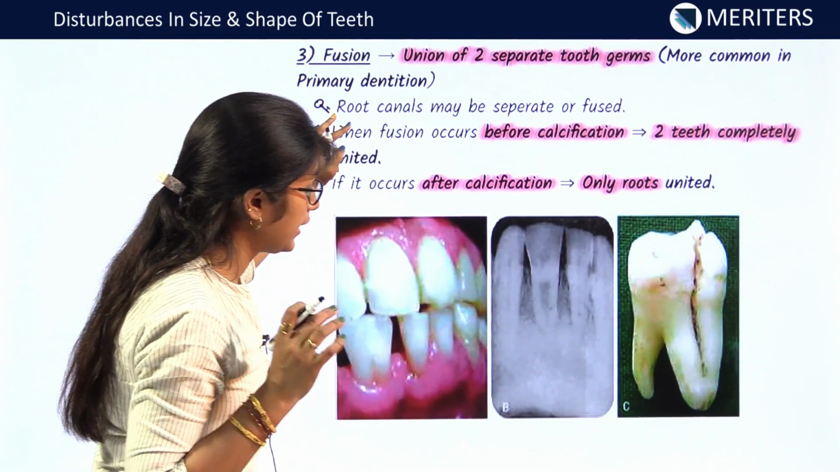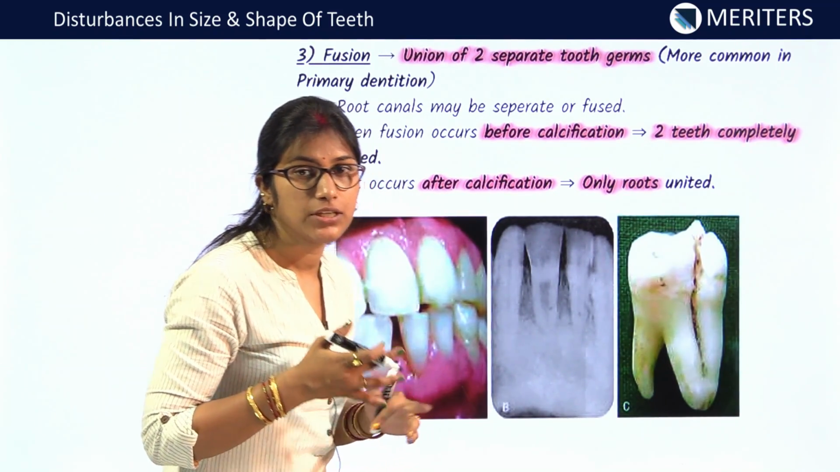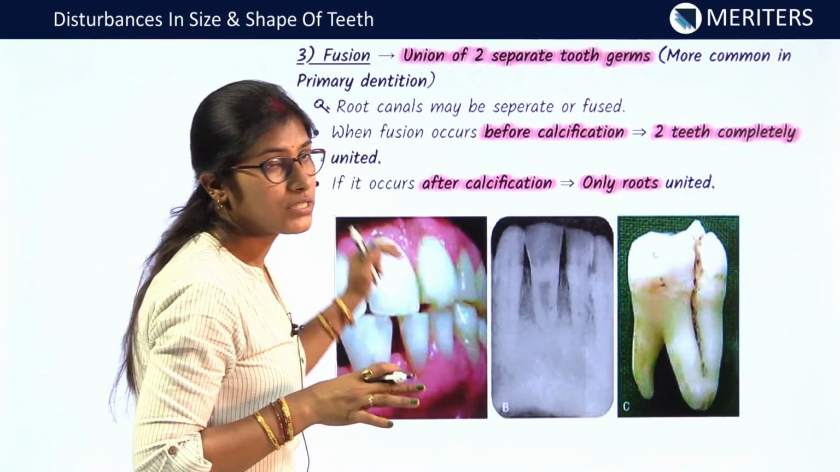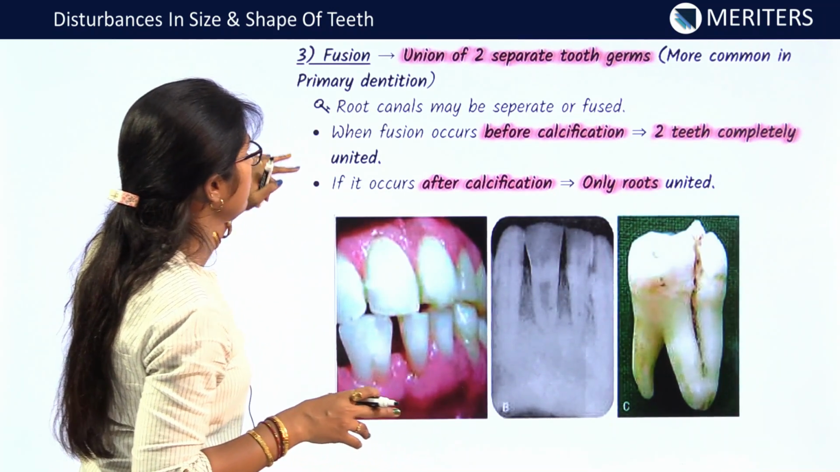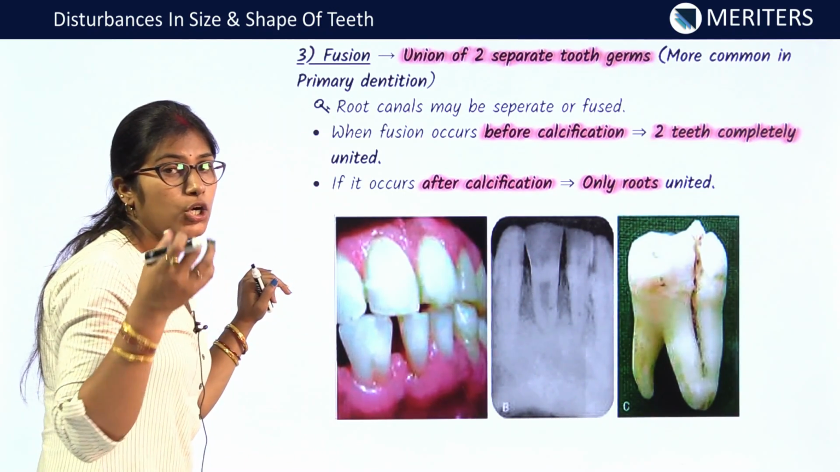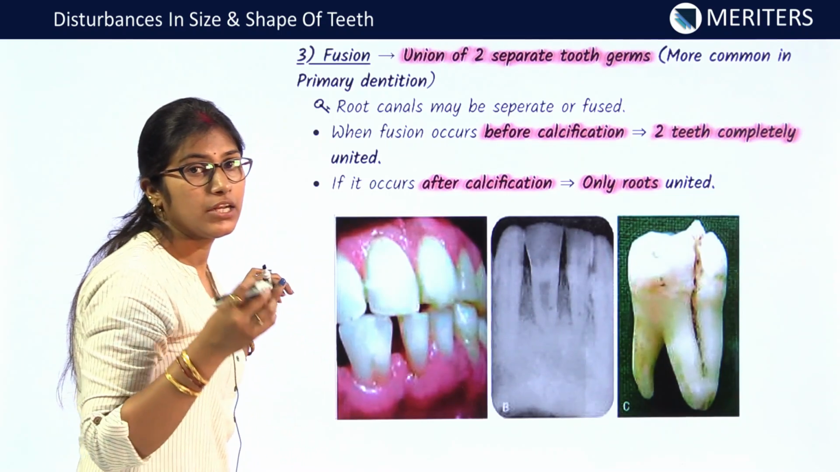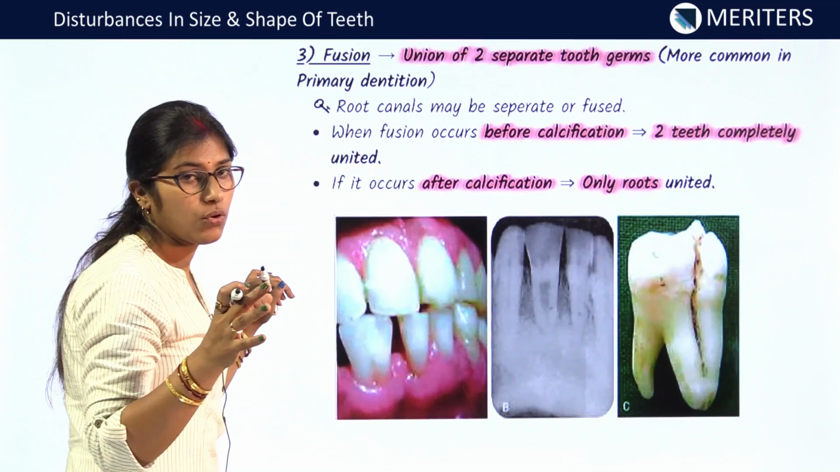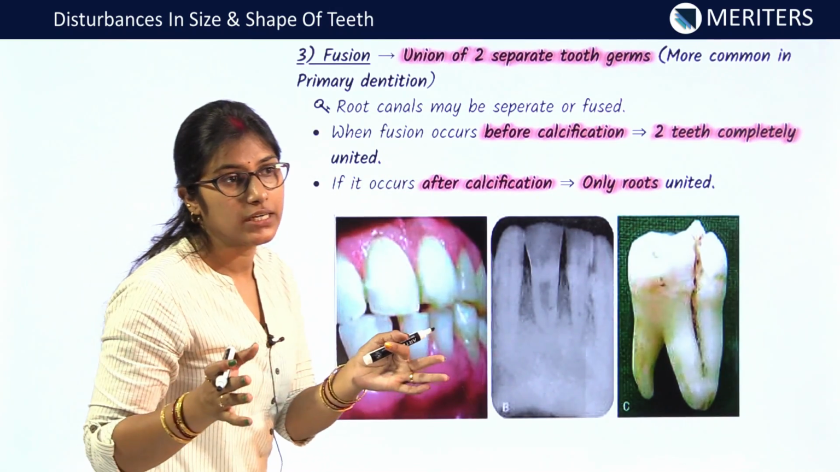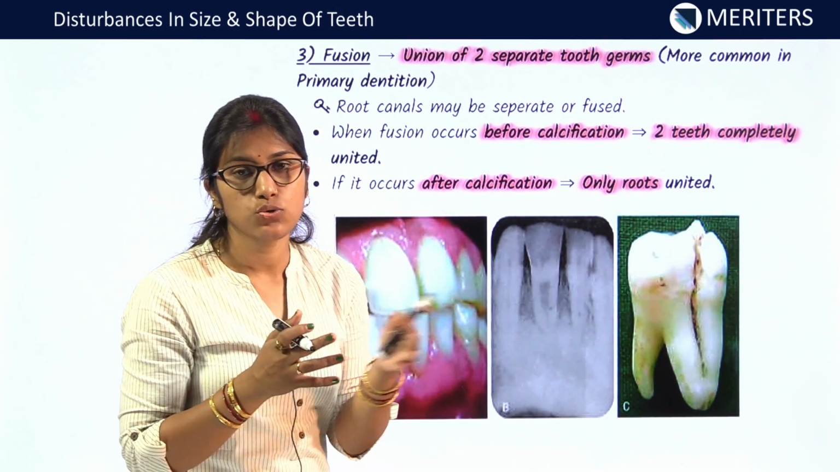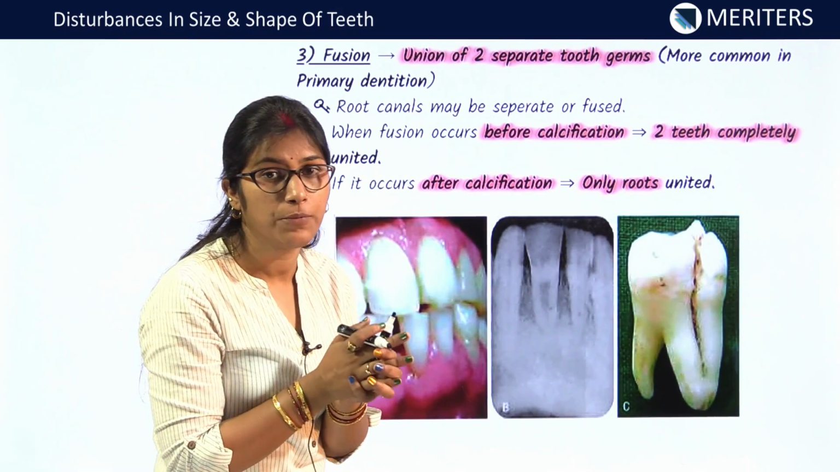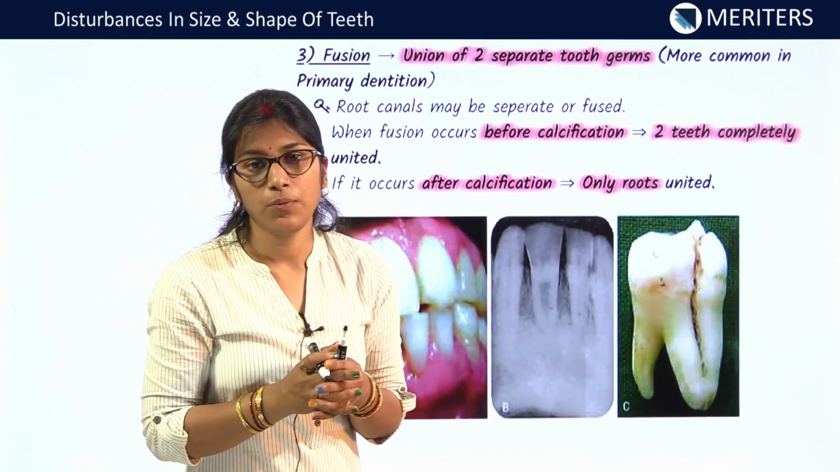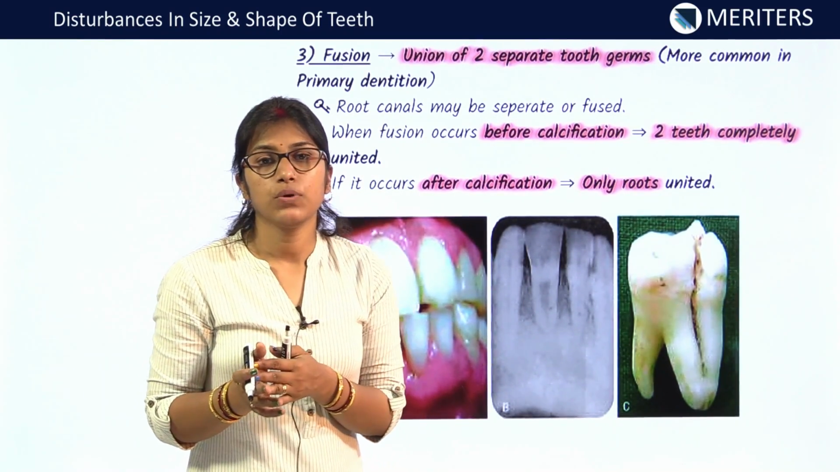Now next we'll be talking about fusion. You should be clear with all the terminologies like gemination, twinning and fusion, because these are confusing, but these are all different terminologies and you should be clear about them. So see what is happening in fusion. In fusion, two separate tooth germs are uniting. In gemination, one single tooth germ was splitting, forming two incomplete tooth structures, two crowns and one root. In case of twinning, two equivalent structures were being formed: one normal tooth and one supernumerary tooth.